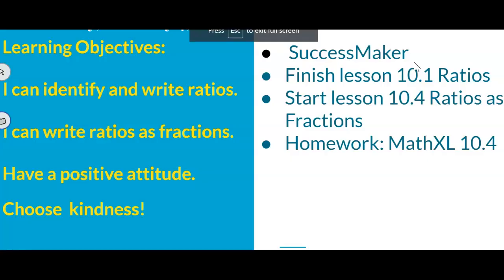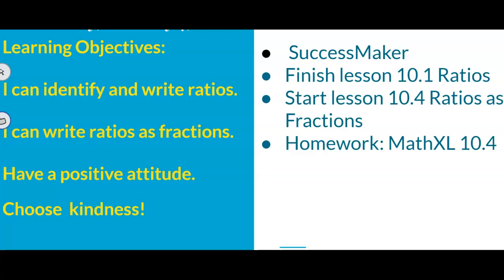Okay, so our goal today is to be able to identify and write ratios. We're going to finish that up, and then we're going to be focusing on writing ratios as fractions. That's one of the three ways to write them, but we're really going to focus on the fraction part today.